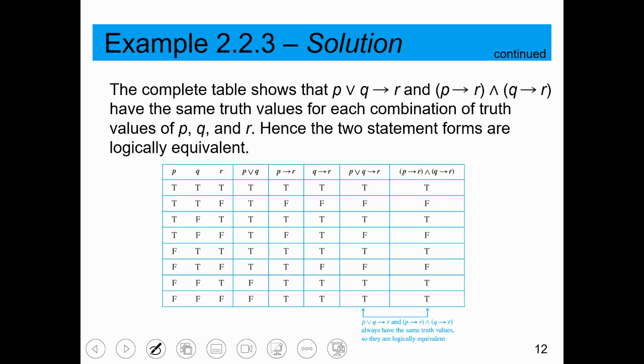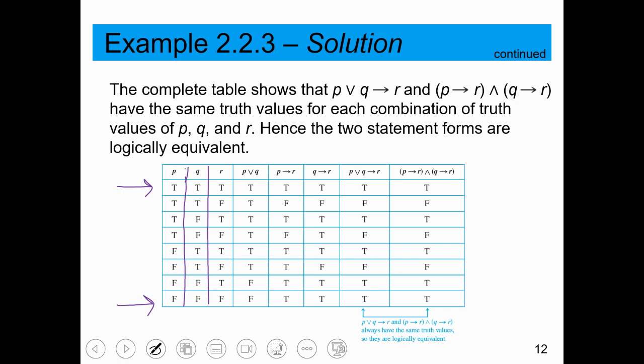Since we have 3 statements, we need an 8-row start for P, Q, and R. So we begin with these first 3 columns, all the possibilities of P, Q, and R, ranging from they're all true to they're all false and every combination in between.